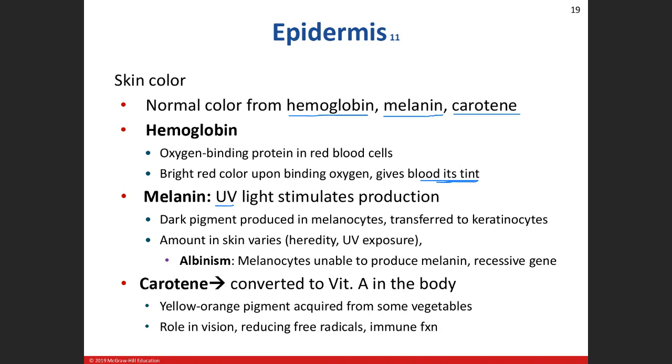All right, melanin comes from the ultraviolet radiation stimulation. It's going to be that darker pigment there. These factors play a huge role: hereditary and obviously your ultraviolet radiation exposure, depending on where you're living.